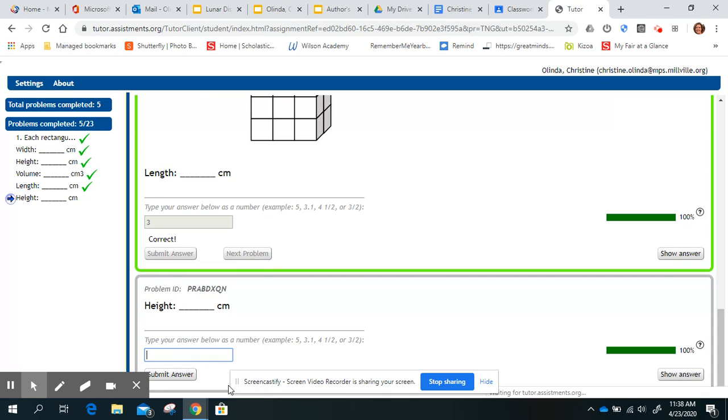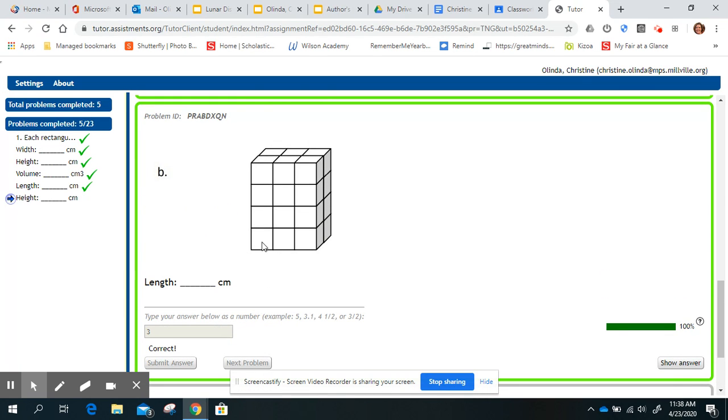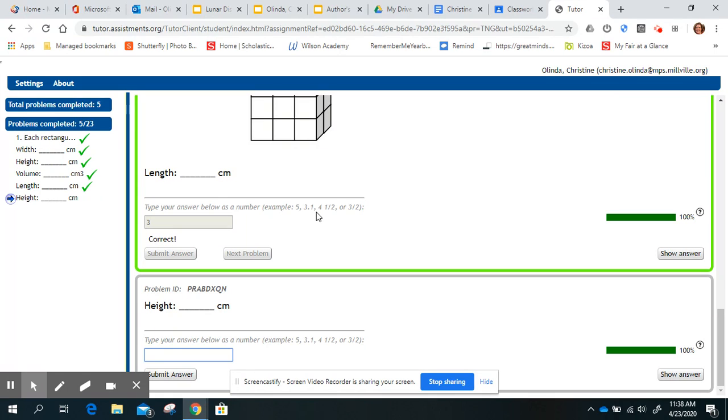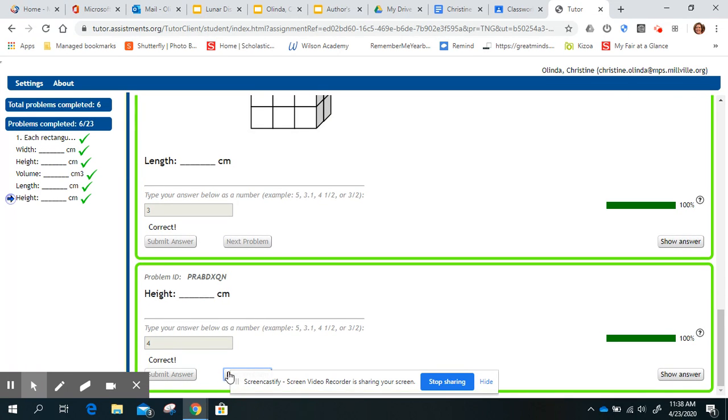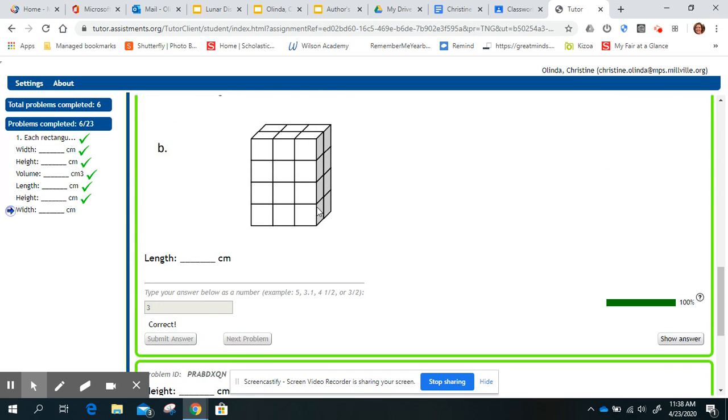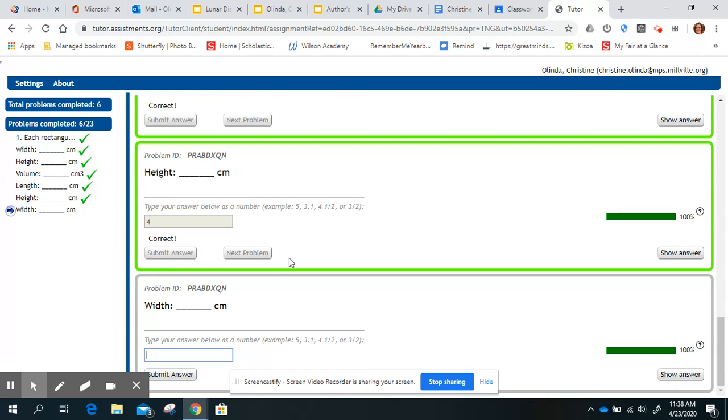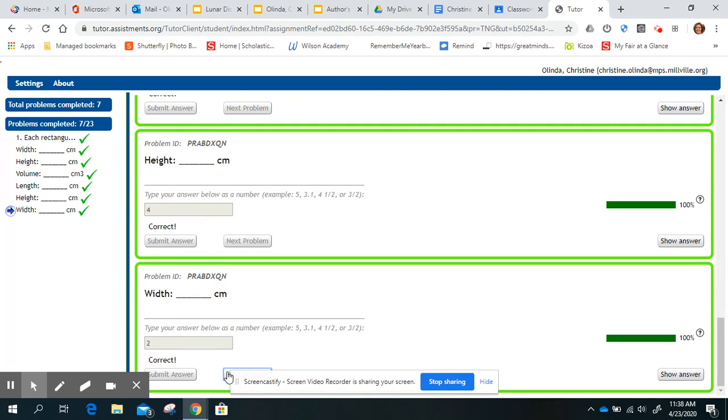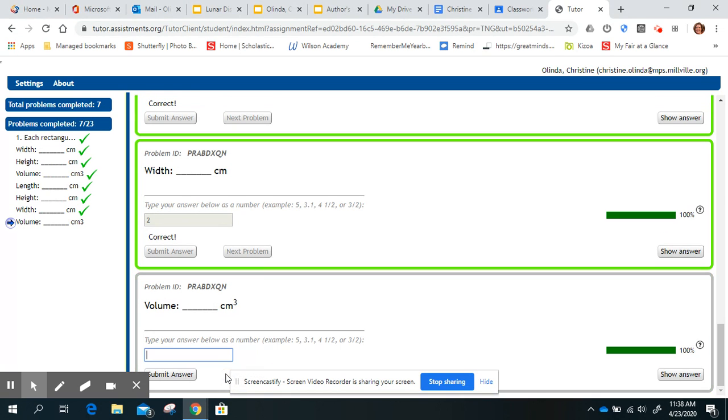You got it correct, so you go to the next. How tall is it? You count up. How many? 1, 2, 3, 4. It is 4 blocks tall. So the height is 4. Correct. And the width, 1, 2. So you go over, the width is 2. So I click 2 and I hit submit. So that question was, the length was 3, the height was 4, and the width was 2. All right, and we go to the next question.